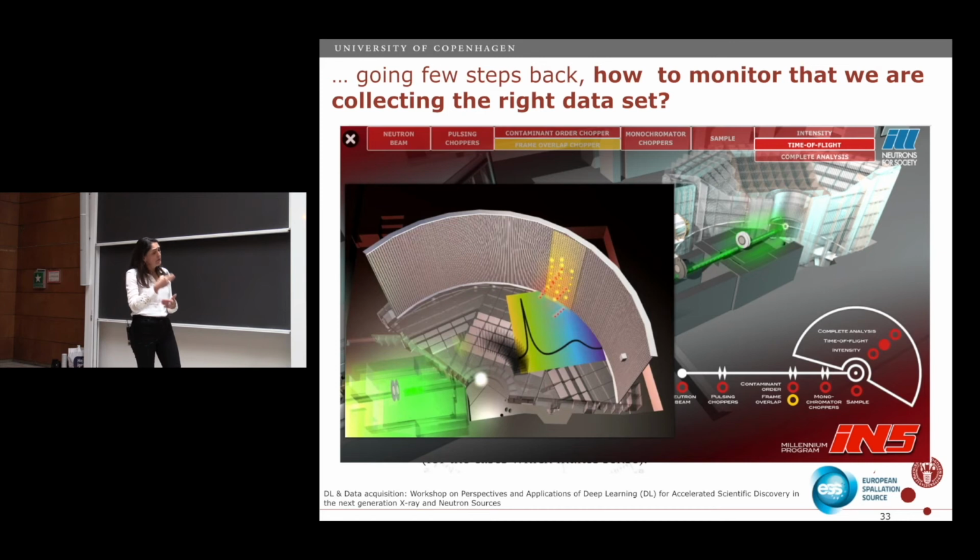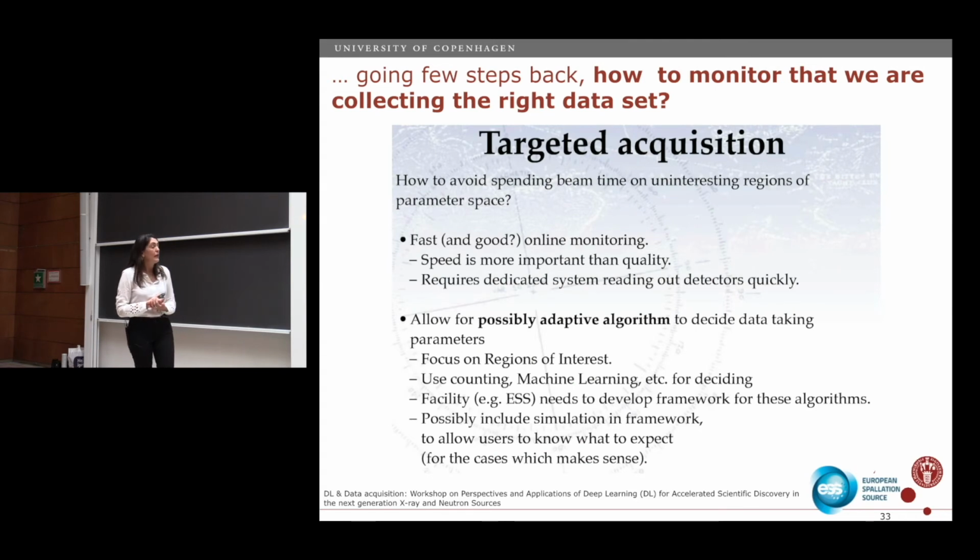So now I go a few steps back. And that's what I mentioned to you, right? How to monitor that what we are collecting is the right data set. Because as I mentioned, I have infinite ways to tune my instrument. No instrument scientist will try something new because it's very risky. And as a user, I will also not, because I have one shot to do an experiment and be successful. But we still need to think in ways that we could do targeted data acquisition.